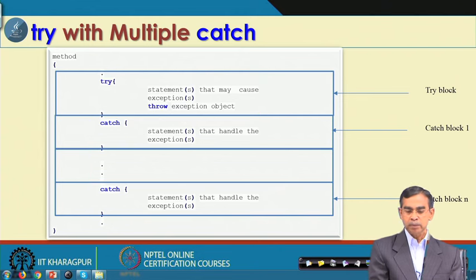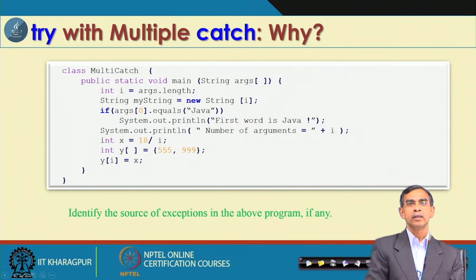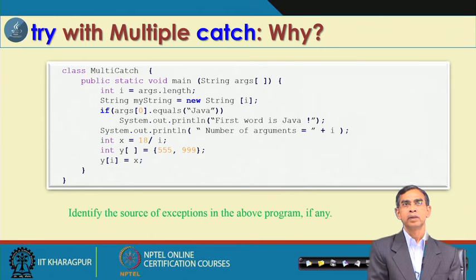So, if multiple errors or exceptions occur in a program, they can be tried with one try block and caught with multiple catch blocks. Here is a very simple example to explain how try with multiple catch works. Now, let us look at this program.